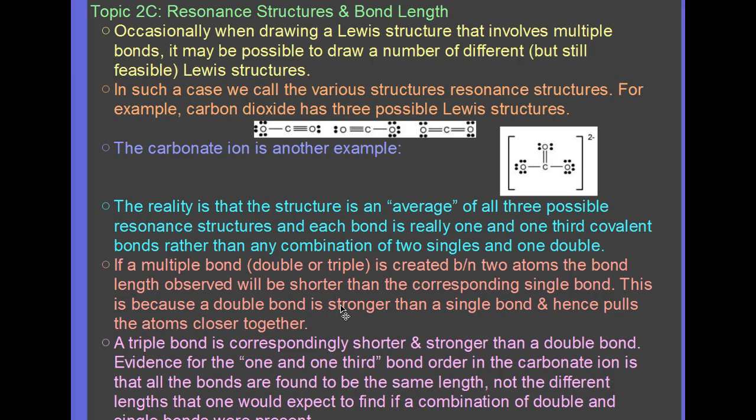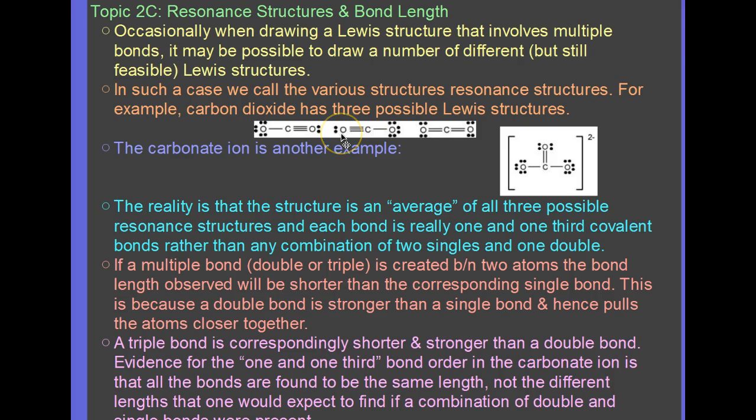So, resonance structures and bond length. Occasionally when drawing a Lewis structure that involves multiple bonds, it may be possible to draw a number of different but still feasible Lewis structures. In such a case, we call the various structures resonance structures. For example, carbon dioxide has three possible Lewis structures. You could have 3 and 1.